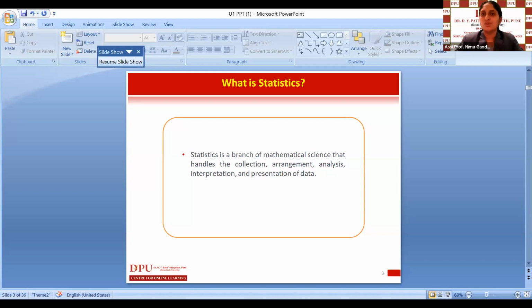So it is useful everywhere. Statistics in government, demography, basically it is useful. Weather forecasting, it is useful.